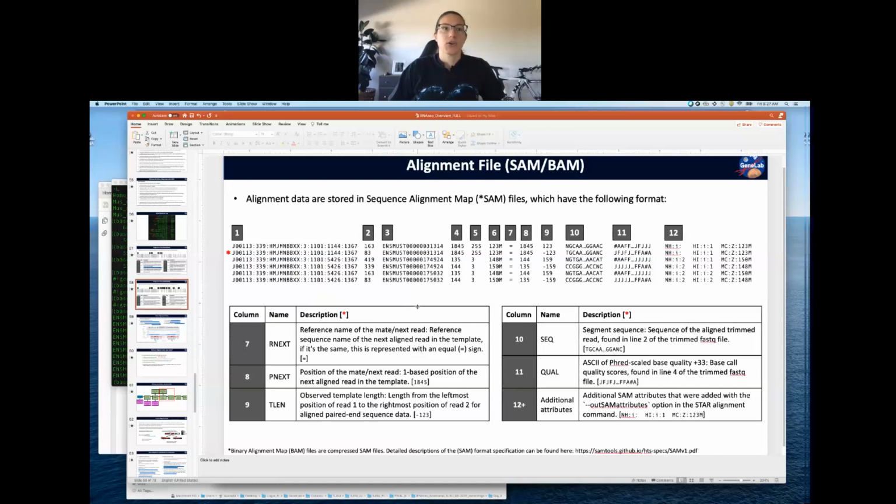And do you guys know which column we need to look at to find the total fragment length for each read pair that aligns to each transcript on this gene? Which column is that in the SAM file? Yeah, Rashi, column 9. So column 9 right here, the T length, that's the observed template length from the leftmost position of read 1 to the rightmost position of read 2.